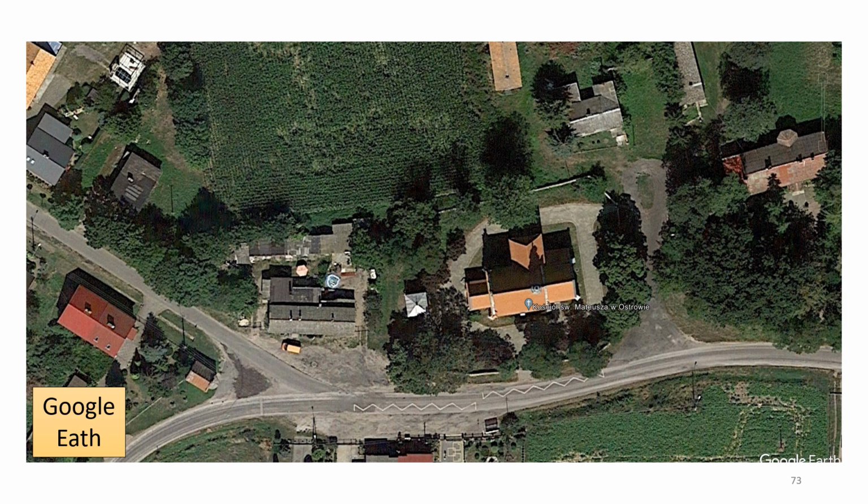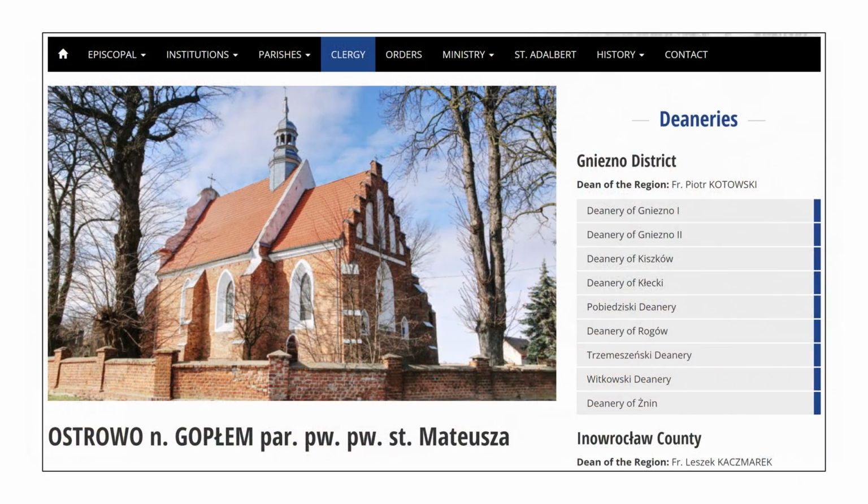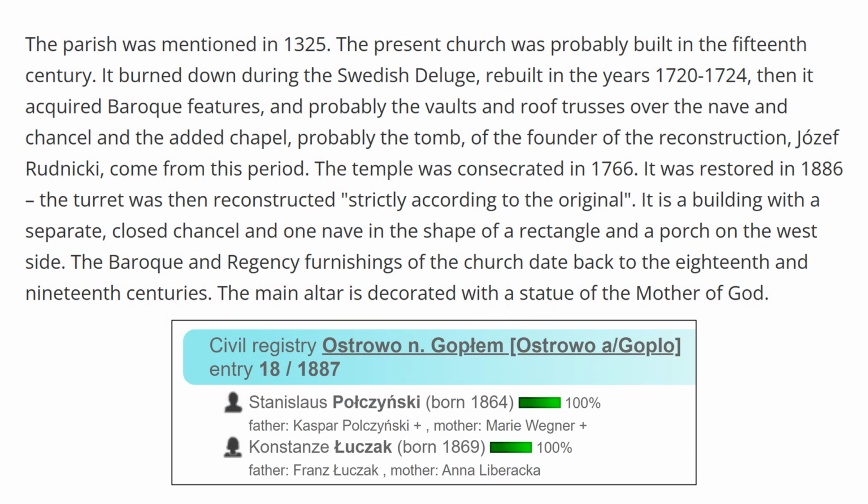Google Earth identifies the church in Ostrovo na Gopłem as the Church of St. Matthew, which also has a nice website. The church history on the parish website indicates that Stanislaus and Konstanza were married in the newly renovated church, showing once again how maps can lead to interesting insights into the lives of our ancestors.